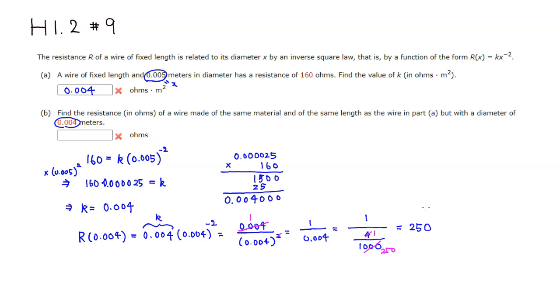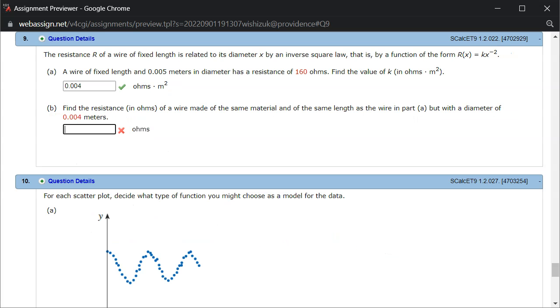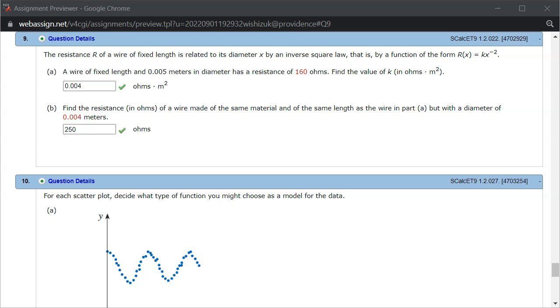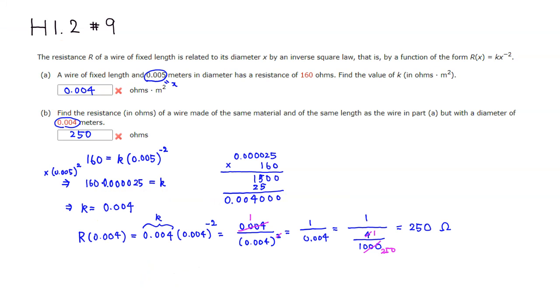So the resistance for this wire, since it's a little bit thinner, is higher than before, when it used to be 160. It's actually 250 ohms. Let's type it in: 250 ohms. Let's check the answer. It came back and looks like we got this one correctly. All right, that's it. I hope that this was clear.